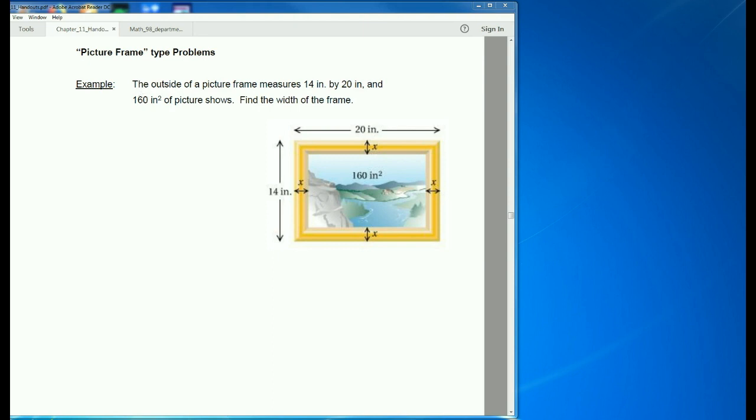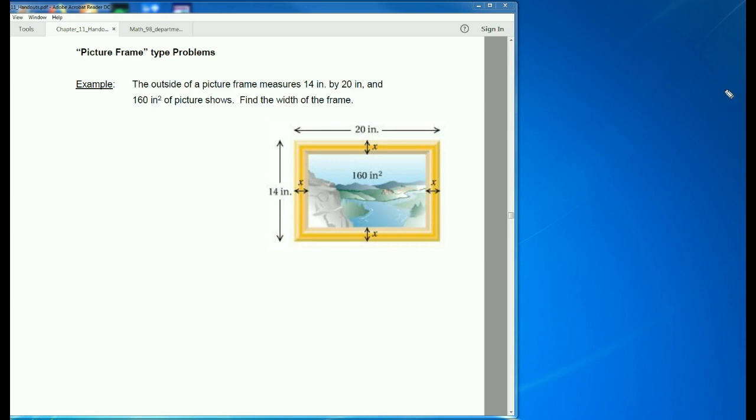Okay, so the outside of the picture frame measures 14 inches by 20 inches and 160 square inches of picture shows. Find the width of the frame. So in other words, the area is just the picture. It does not include the frame. Okay, and so what we want to find is the width of the frame, which, as you can see, is the same width all the way around. So that has already been labeled as our variable x. That's the unknown.